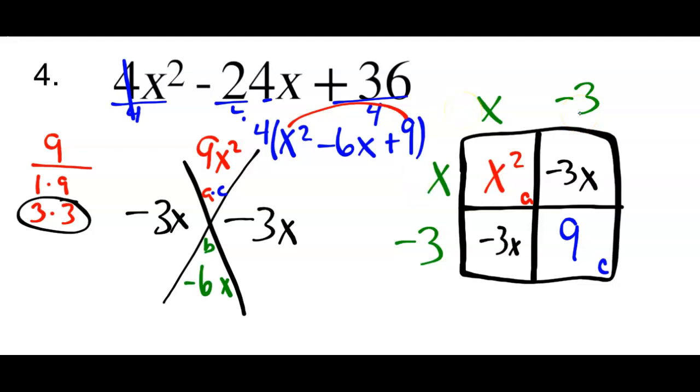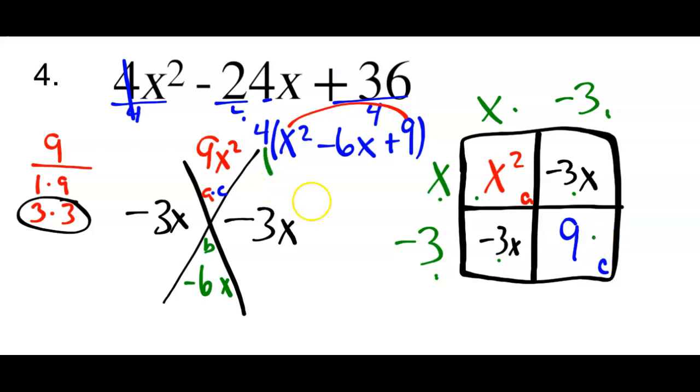X times x gives me x squared. X times negative 3 gives me negative 3x. Negative 3 times x gives me negative 3x. And negative 3 times negative 3 gives me 9. Fantastic. So, how do I write my solution?